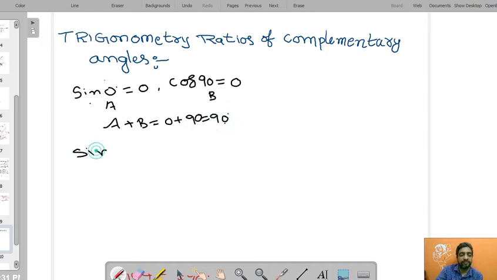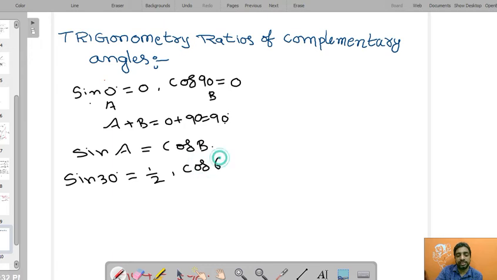Hence we can say sine A is equal to cos B. Both are equal. In the same way, one more angle we will take. Sine 30 is equal to 1 by 2. Now cos 60 is equal to 1 by 2. Same. Sine 30 and cos 60 are both the same.